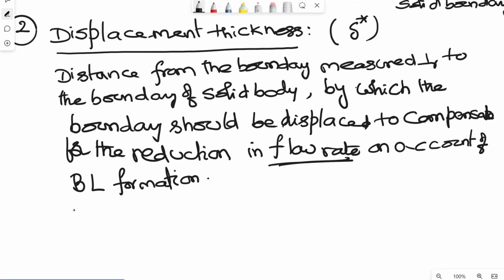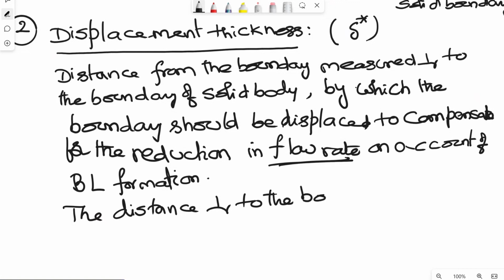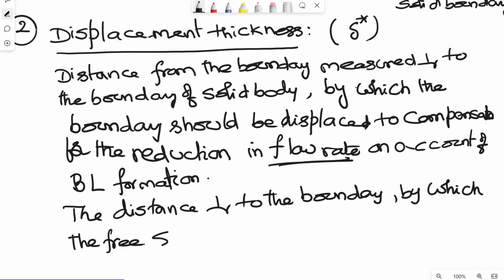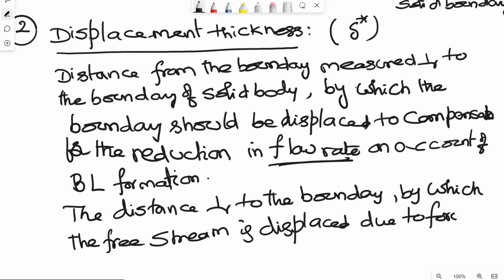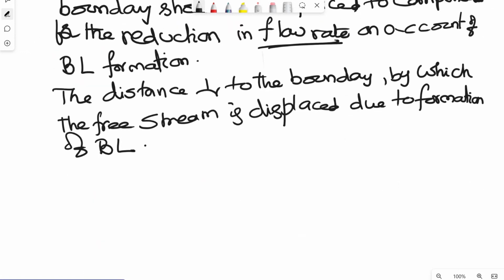This is the distance perpendicular to the boundary by which the free stream is displaced due to formation of boundary layer. What is it actually?